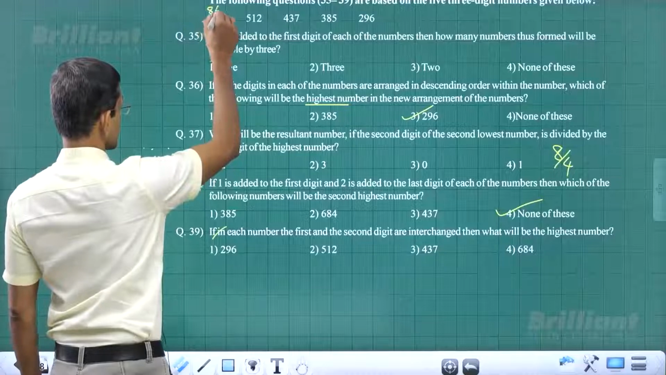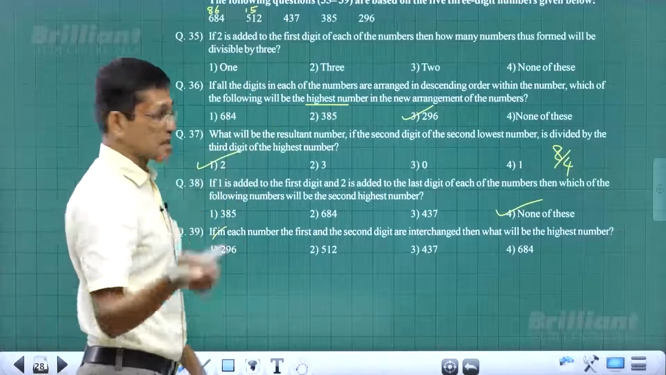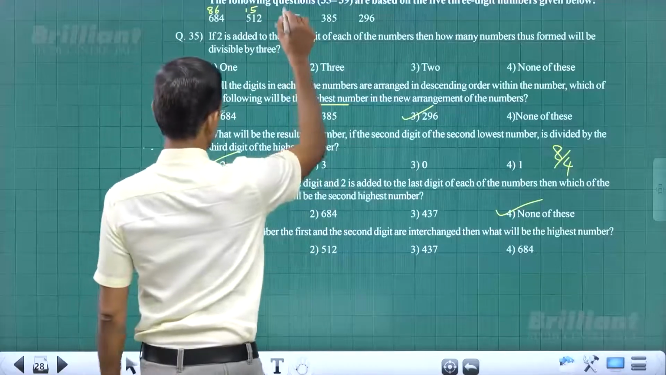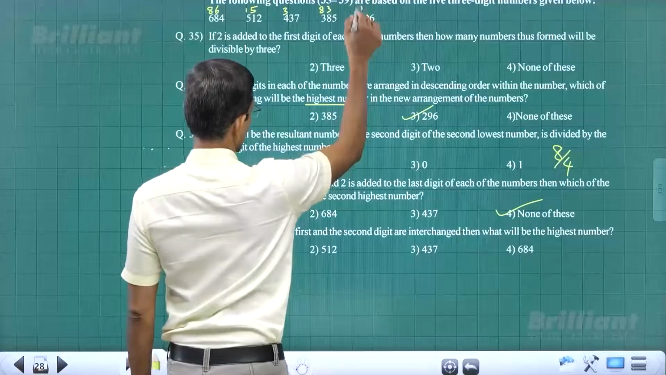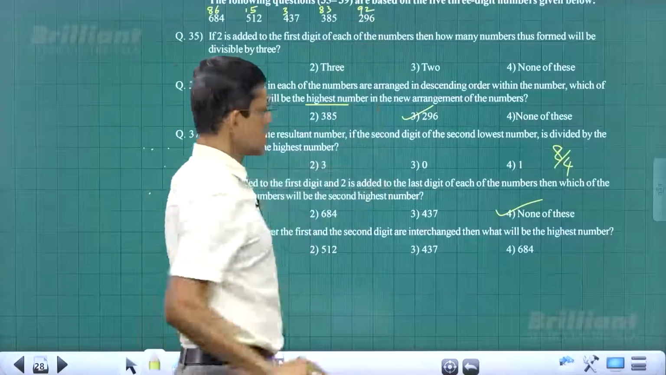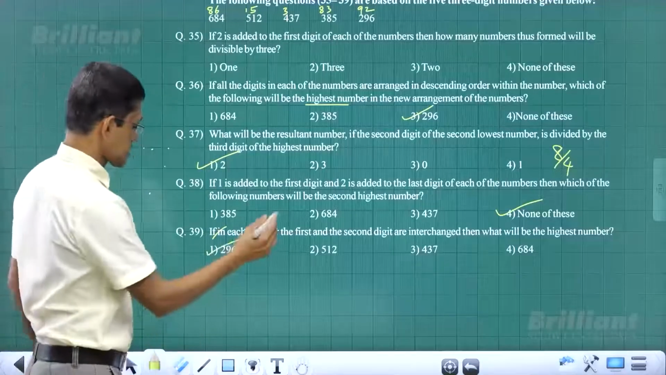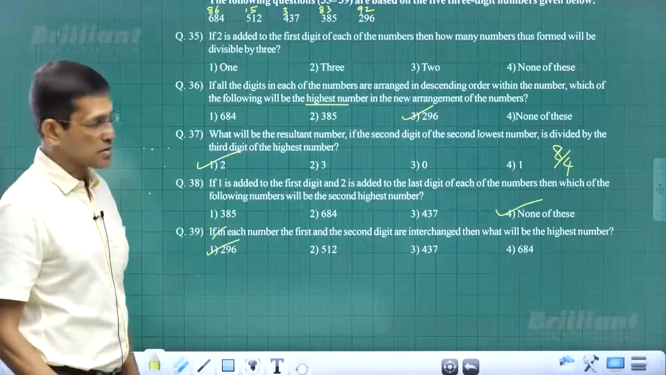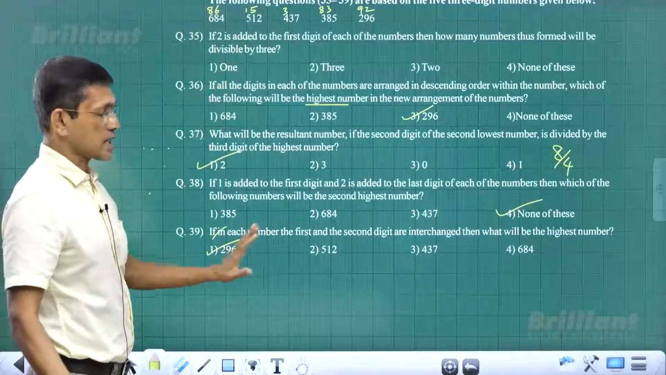This is going to be 86. And here it's going to be 15. First and second digits are interchanged. Here this is 3 and 4, right? This is 8 and 3. And this is 9 and 2. So the highest number must be 296. So 296 would be the highest number. So without changing all those digits, you can get the answer here.